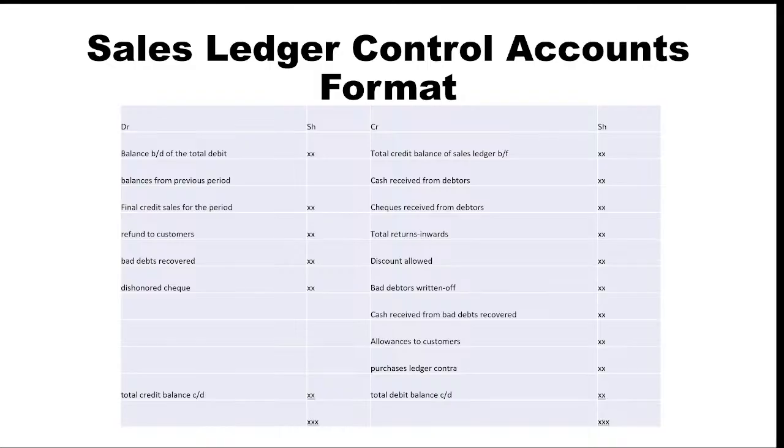On the right hand side, credit side, we have the total credit balance of sale ledger brought forward. So the total credit, then you have the cash received from debtors. You also have check received from debtors, total return inwards, discount allowed, bad debts written off, cash received from bad debts recovered, allowance to customers, purchases ledger contra. All these are on the credit.